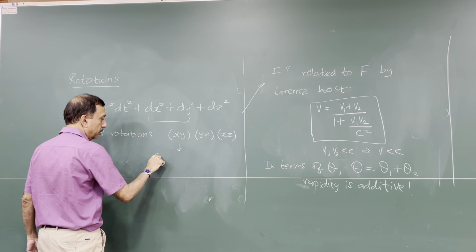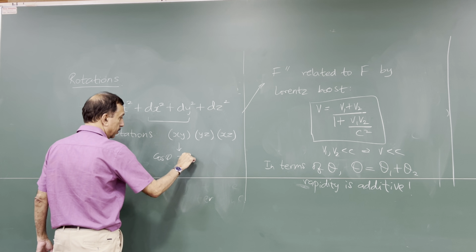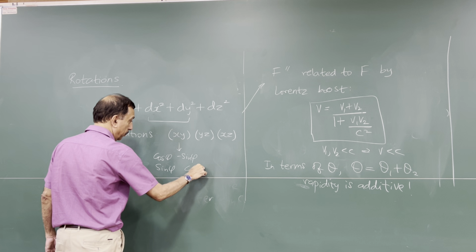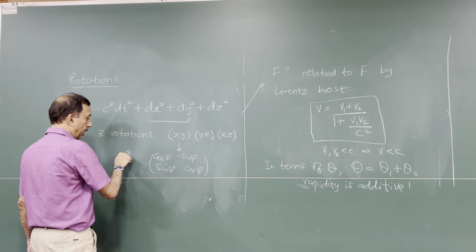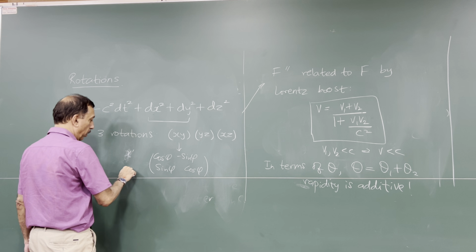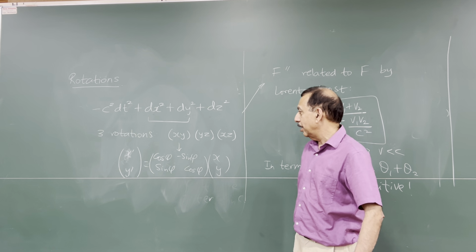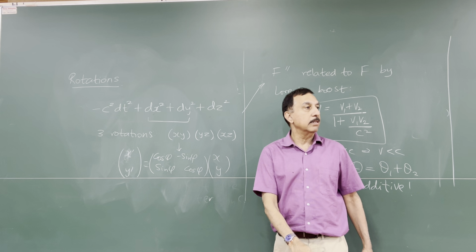This rotation is just cos phi, minus sin phi, sin phi, cos phi. So x prime, y prime is this times x, y. You see how similar it is to the Lorentz transformation, but different. It's different in an important way. These are cos and sine, not cos and sinh.